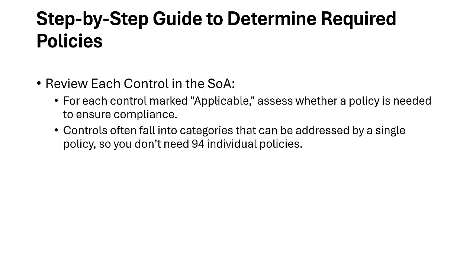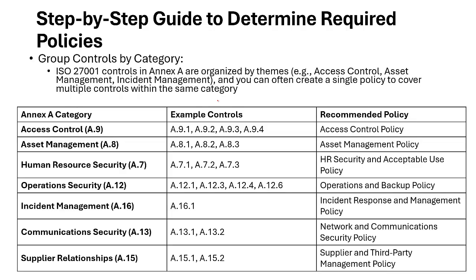So we have 93 controls. Do we really need 93 policies? Not necessary. That's why I have organized them into groups. Here you can see, like, access control. By having an access control policy, you are achieving these controls. If you have an asset management policy, it covers these controls. If you have human resource, you cover these controls. If you have operation security, you have these controls.